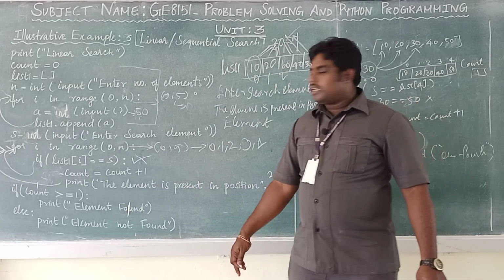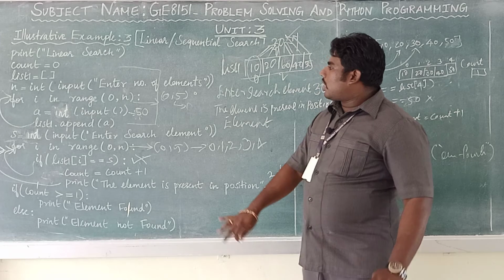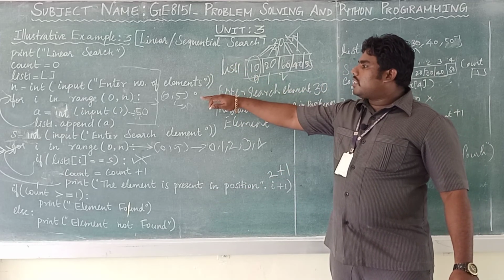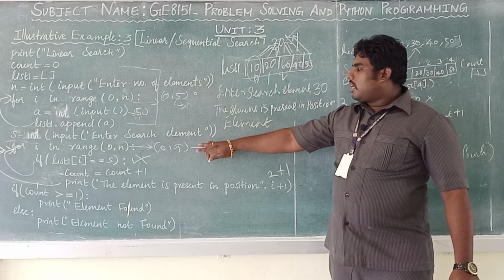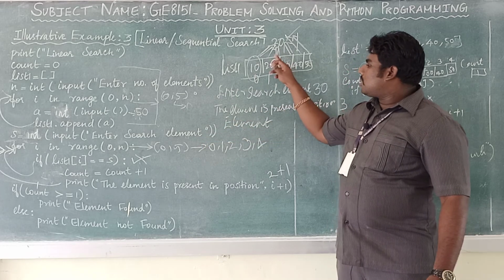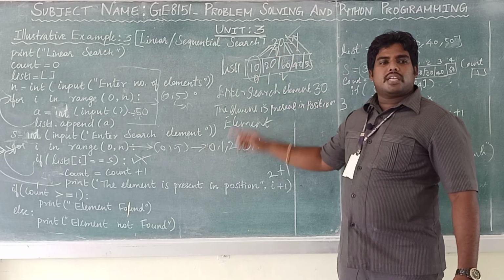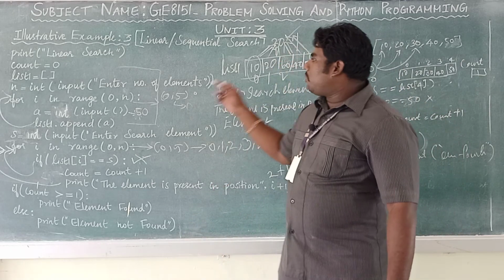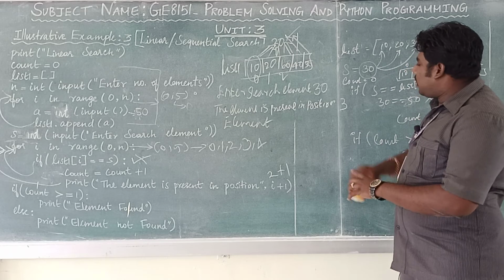Okay, all of you got it? So what are the things I explained in this program? First, dynamically get the input for the list. Then you have to compare the search element with each and every element in the list. Okay, I hope you understand this, students. And one more correction is here.